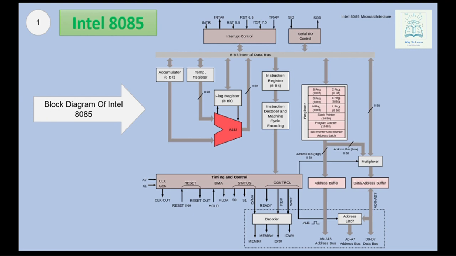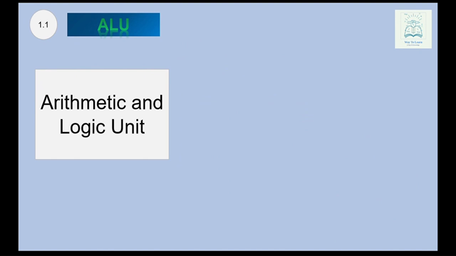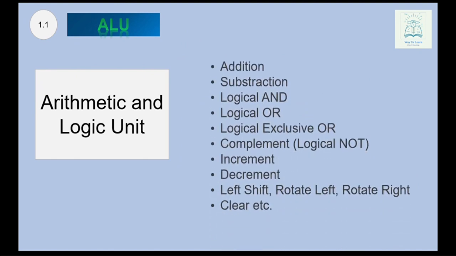This is the block diagram of Intel 8085. It consists of three main sections: an arithmetic and logic unit, a timing and control unit, and a set of registers. The arithmetic and logic unit performs all the arithmetic and logical operations like addition, subtraction, logical AND, logical OR, logical exclusive OR, complement, that is logical NOT, increment, decrement, left shift, rotate left, rotate right, clear, etc.